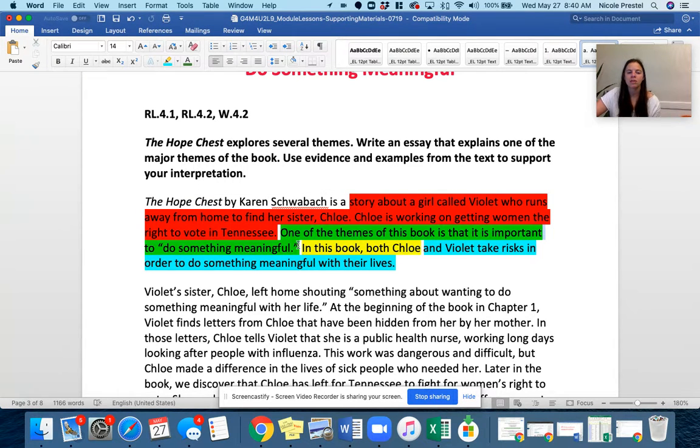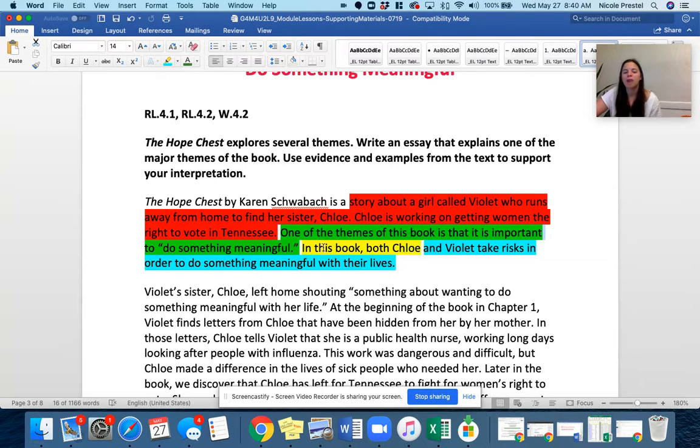And then we have our green part. Remember, our green is the focus statement. And it says, one of the themes of this book is that it is important to do something meaningful. You wrote your focus statement yesterday. The focus statement states the theme, okay?